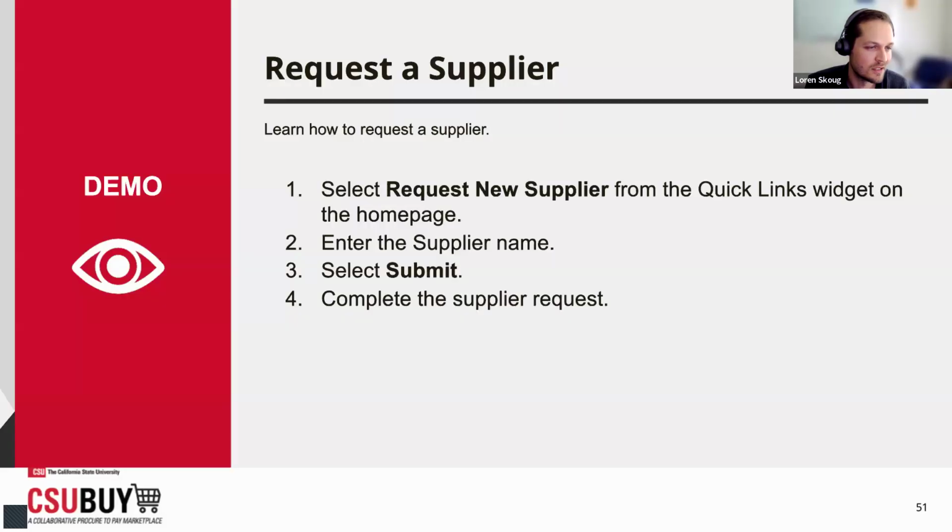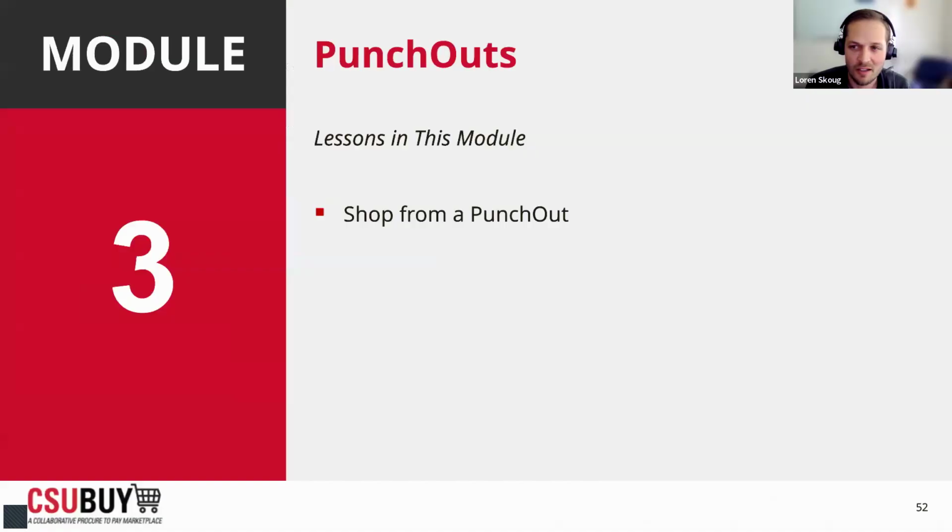Okay, here we go. Your supplier's approved in the system. Now we're going to talk about shopping. There are two ways you can shop in the system. They start out differently, but they meet up at the same point before you submit your requisition. There are punch-out vendors and form vendors, I guess I'll call them. The two ways you can shop are using a punch-out or using a form.